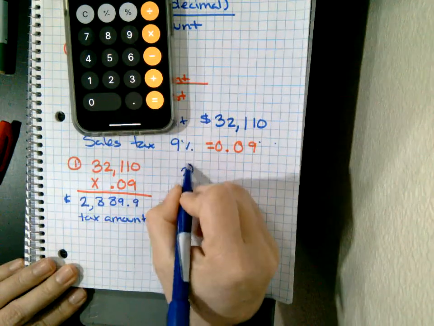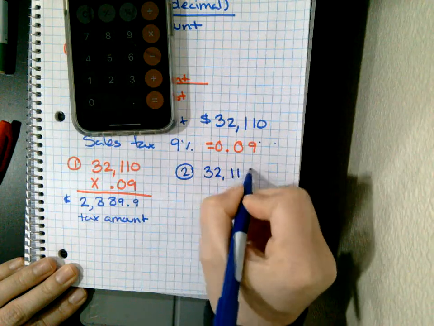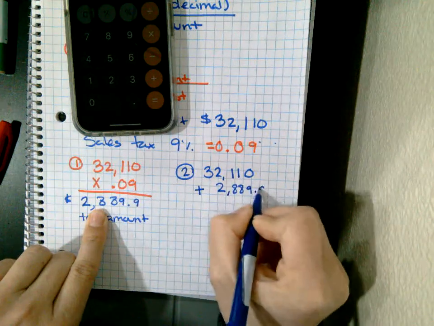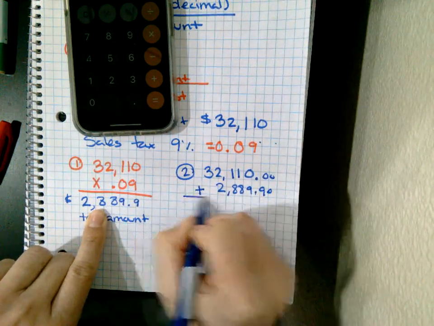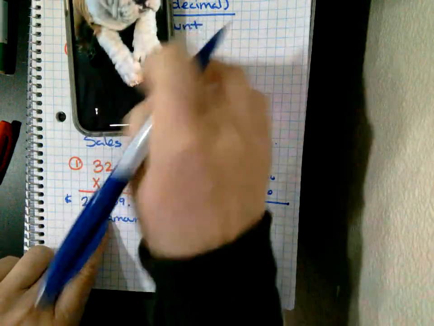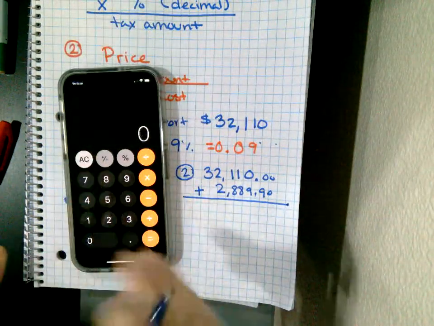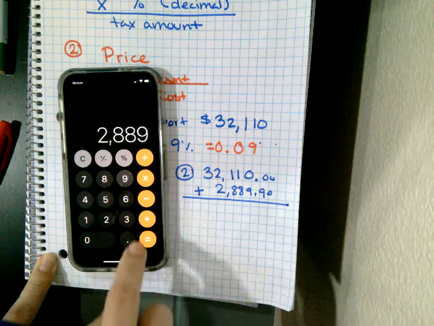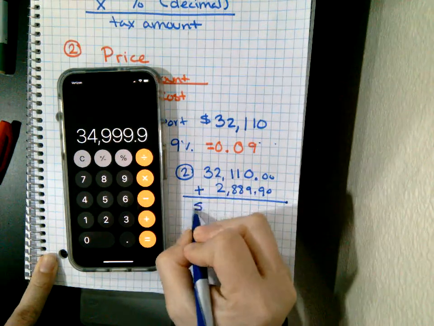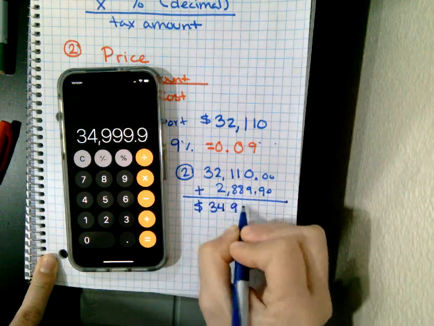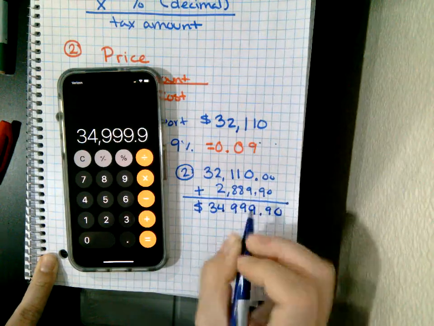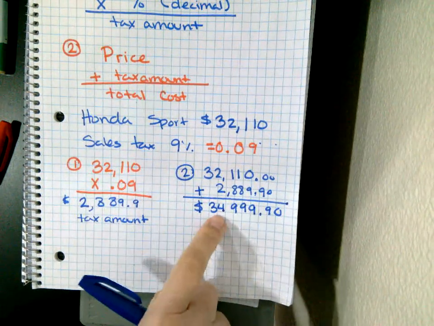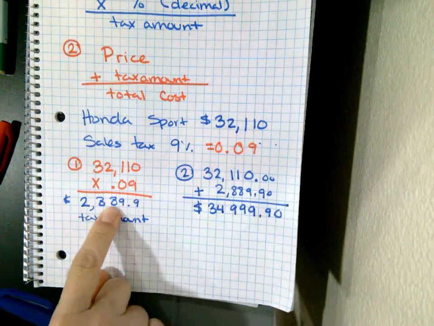Now we get to add $32,110, add your tax. Notice how I'm lining up the decimals here. And I'm going to add this. Now you can just add it on your calculator. That's okay. So $32,110 plus $2,889.9. That gives me a total of $34,990. So instead of paying just about $32,000, I had to pay about $35,000 with taxes.